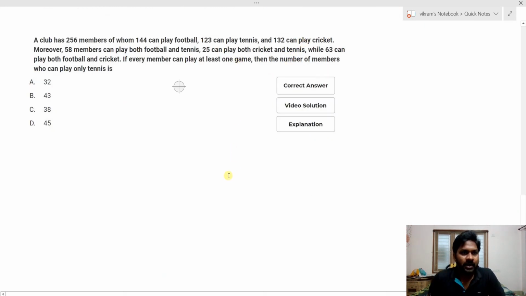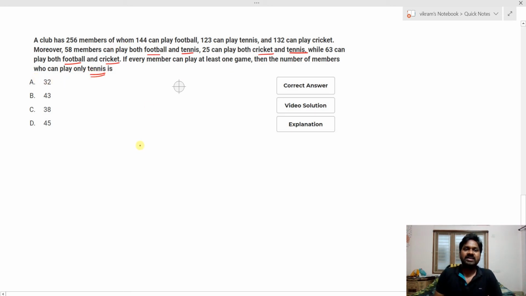The next question is: given that a club has 256 members, of whom 144 can play football, 123 can play tennis, and 132 can play cricket. Moreover, 58 members can play both football and tennis, 25 members can play both cricket and tennis, while 63 can play both football and cricket. If every member can play at least one game, then the number of members who can play only tennis is.